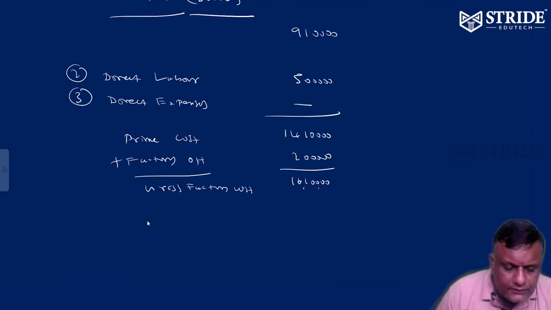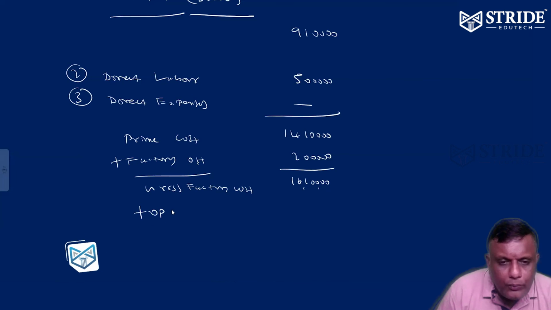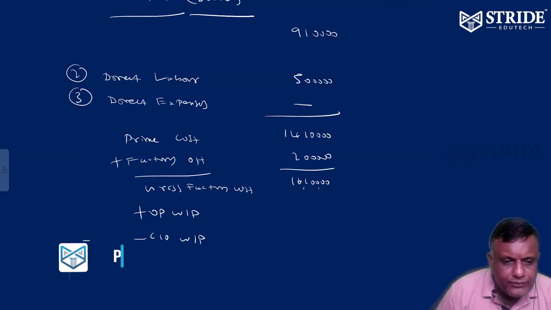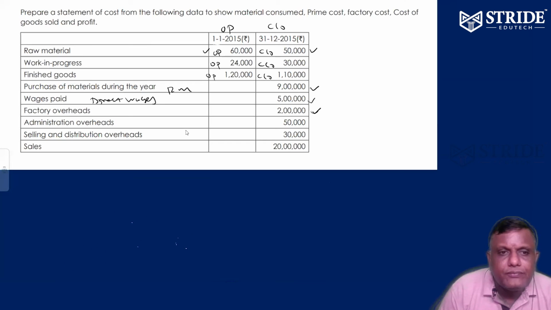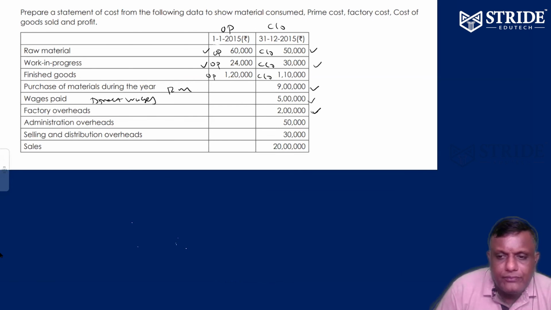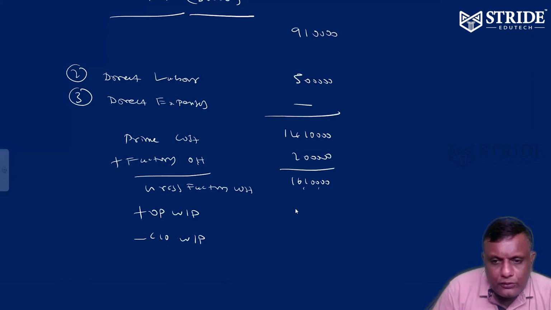After gross factory cost, add opening work in progress and minus closing work in progress. Opening work in progress 24, closing WIP 30. So plus 24, minus 30.